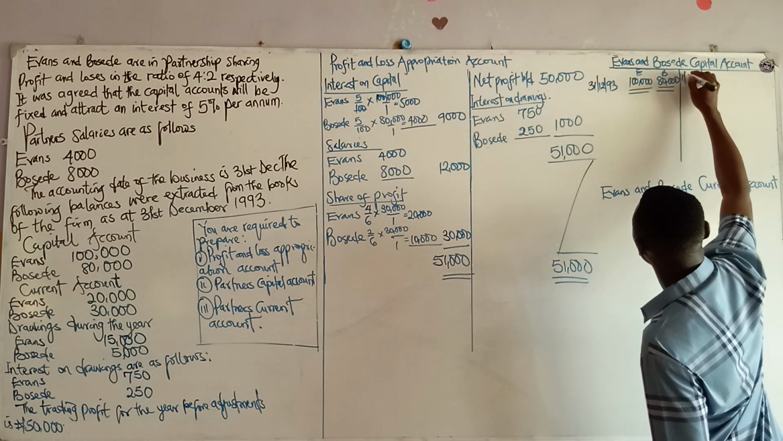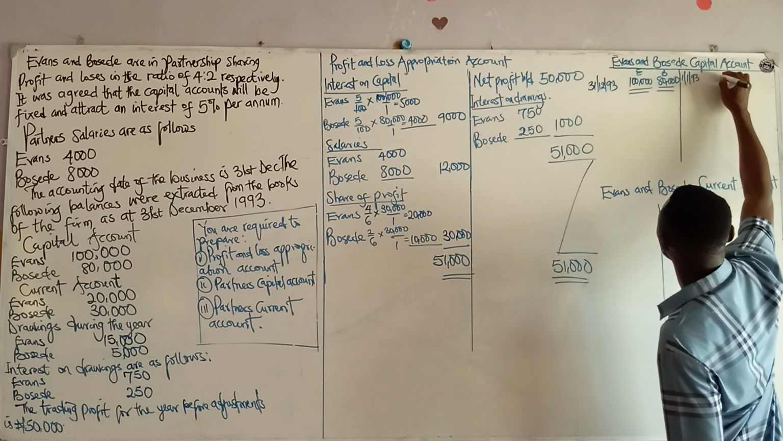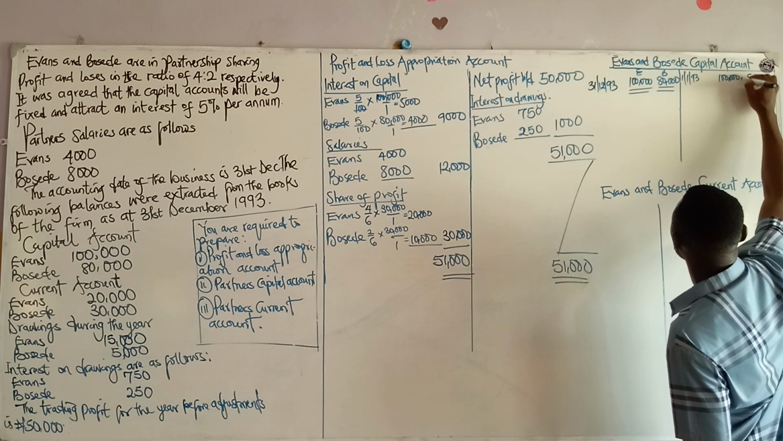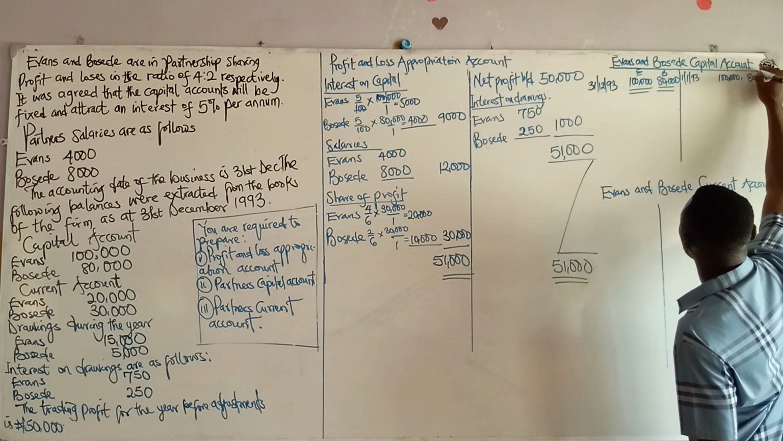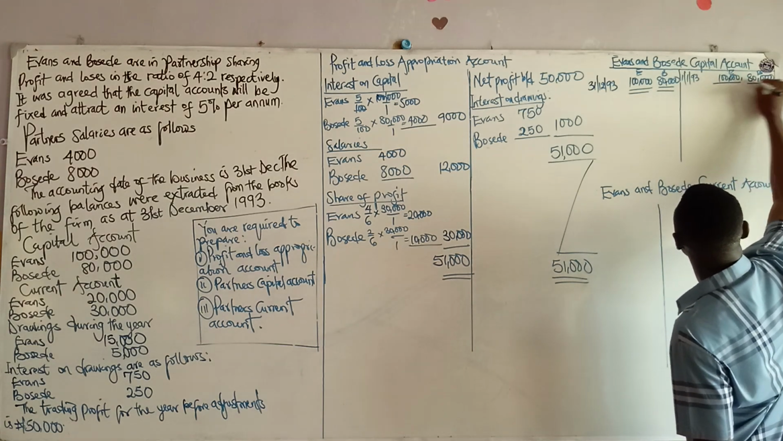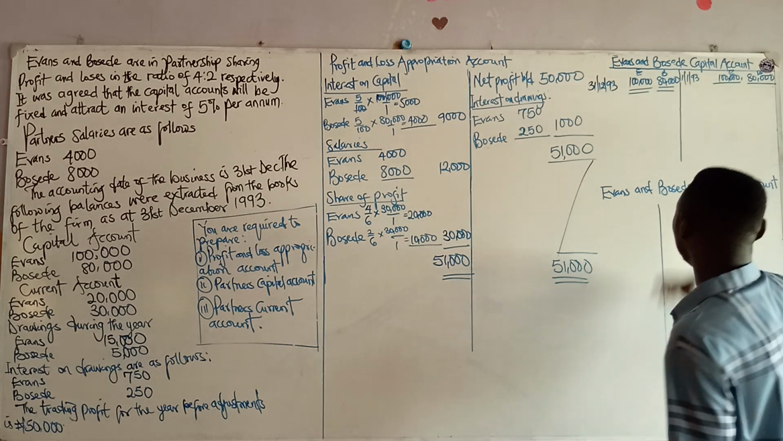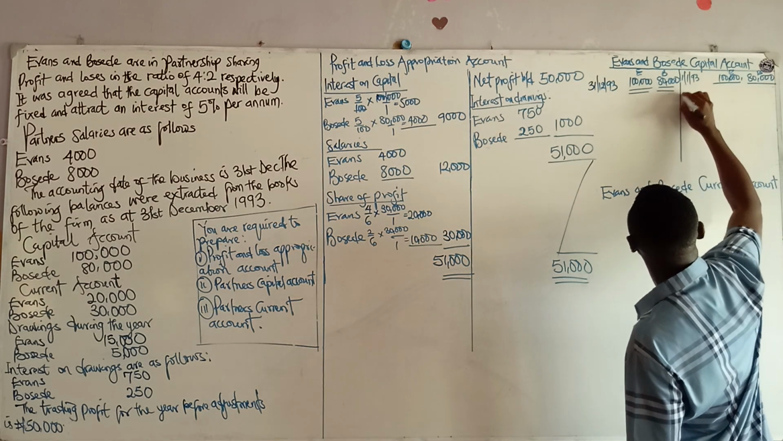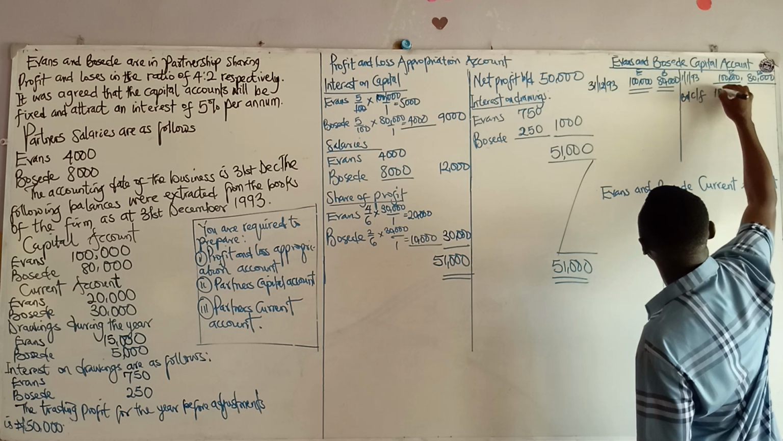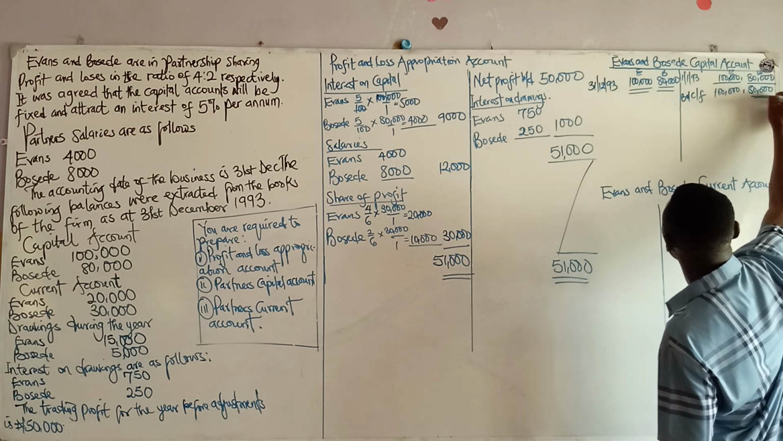Then on the 1st of 1st, 93, the capital invested by Evans is 100,000 and Boside is 80,000. Now, you also close. Balance carried over to the next accounting year, the balance carried forward, will still be 100,000 and 80,000. That is all in my capital account.